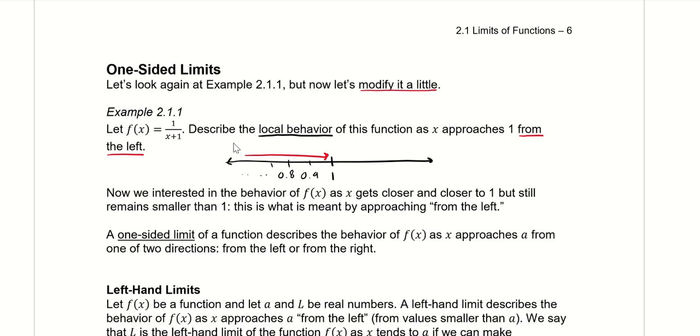So a one-sided limit is the same thing as a limit in terms of the idea, but now we're just talking about the behavior of a function from a specific direction, either from the left or from the right. So we can have a left-sided limit or left-hand limit, right-sided limit or right-hand limit.